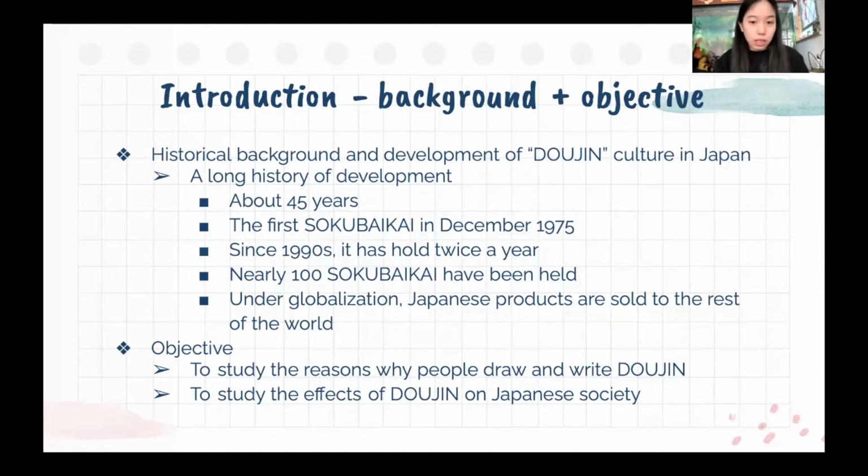And here is the history, background, and development. Doujin culture has a long history of development, and it has been around for about 45 years now. It dates back to the first Sokubaikai in December of 1975. However, the times and dates of the festival were not known because doujin culture was not popular at that time. It was held twice a year, and starting in the 1990s, fandom began to flourish. And until now, nearly 100 Sokubaikai have been held, and under globalization, Japanese products are sold to the rest of the world.